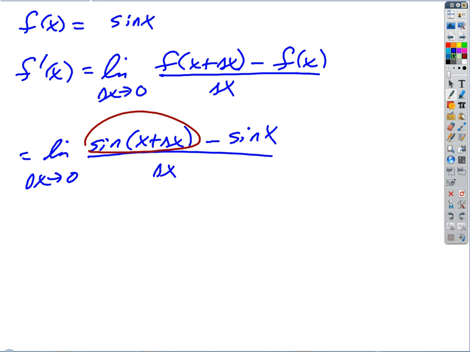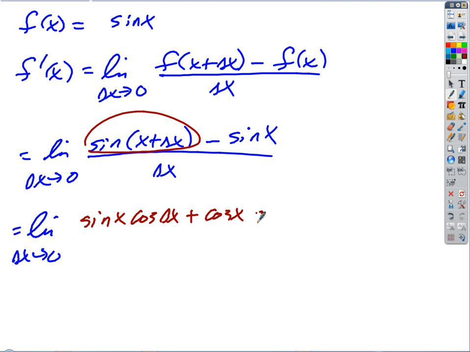So if I use that trig identity, then specifically this guy in the red would just become sine x cosine delta x plus cosine x sine delta x.